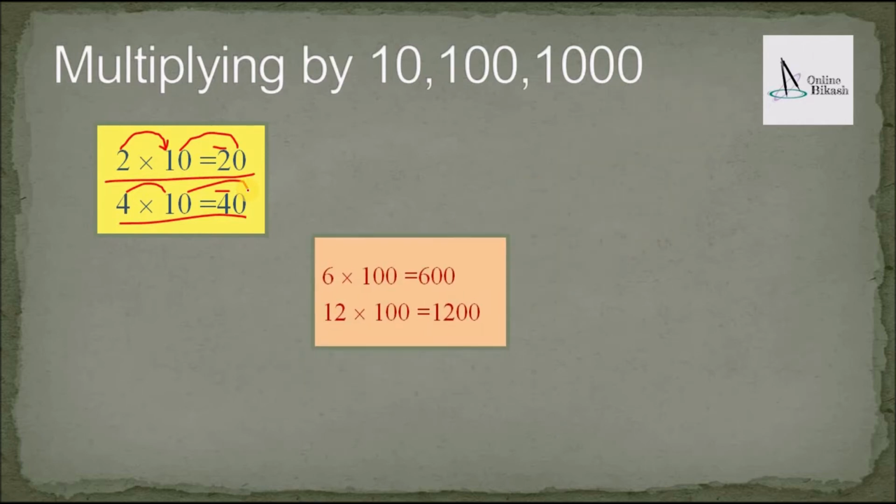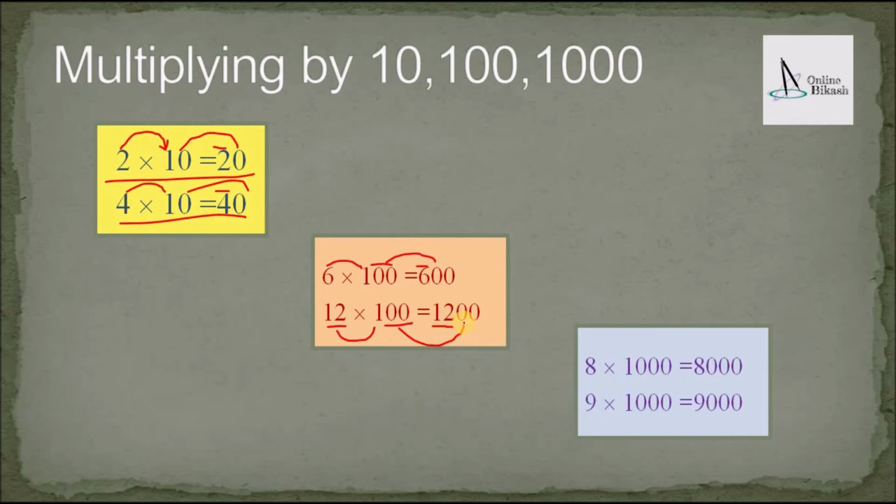See, 6 multiplied by 100. If you multiply this 6 and 1, what will be the answer? 6. And how many zeros are here? 2. So place these 2 zeros after this 6. Similarly, 12, if you multiply this 12 with 1, what will be the answer? 12. And after that 12, you have to place these 2 zeros like this. That will be your answer.